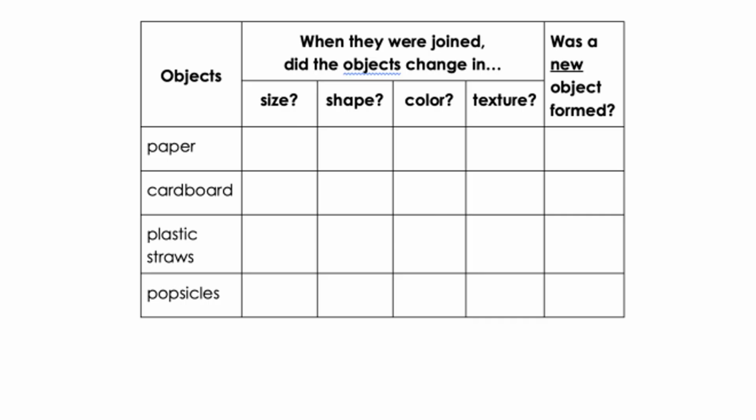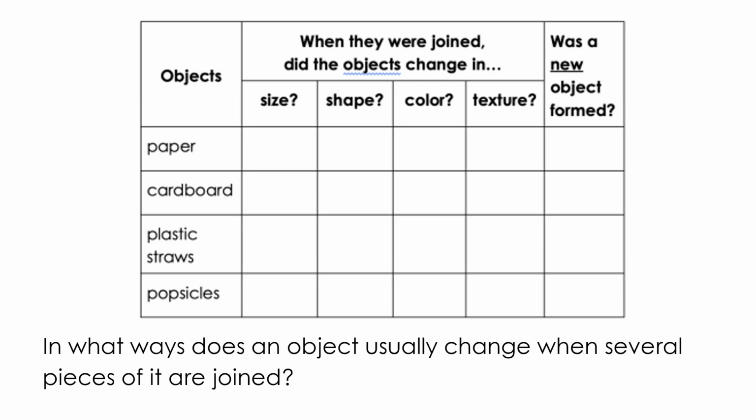Size: when they were joined, did the object change in size, shape, color, texture? Was a new object formed? In what ways does an object usually change when several pieces of it are joined?